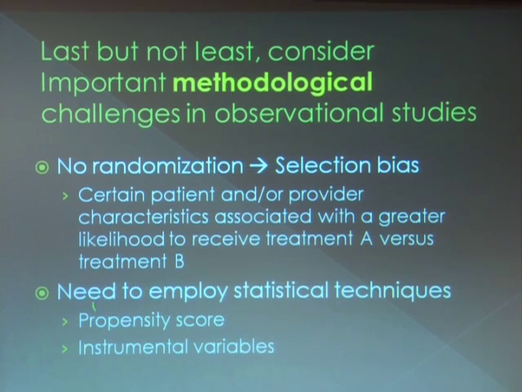And typically, these are the techniques that we use to address selection bias: propensity score and instrumental variables. Propensity score is just a way to address the imbalance of patient characteristics across the two groups of treatment A and B. It's a way to turn that into a quasi-experimental design using observational studies. And we have an expert, Dr. Dawson, who can speak to that as well.